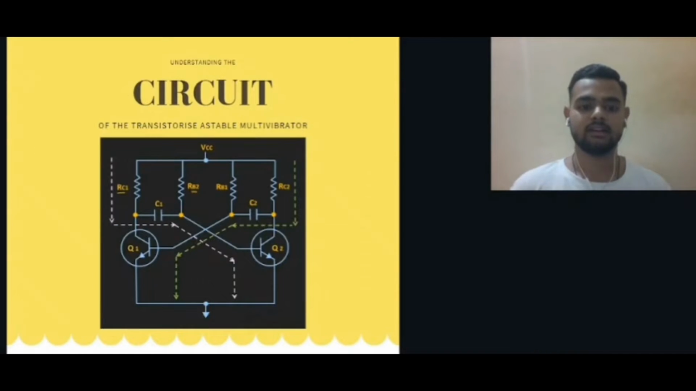Now, the second thing is the arrangement of the astable multivibrator circuit. So here in this circuit, as you can see, it consists of two transistors, Q1 and Q2. Here Q1 is the first transistor and Q2 is the second transistor. As we can see, both of them are cross coupled with each other via capacitors. Now let's check the working of the circuit.